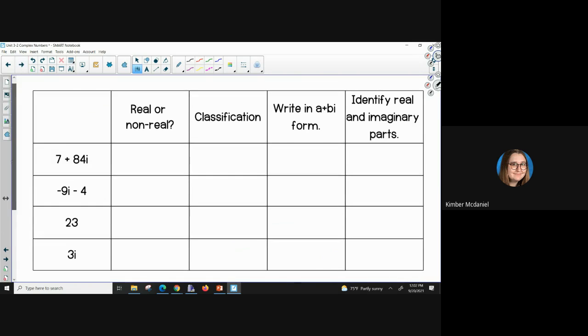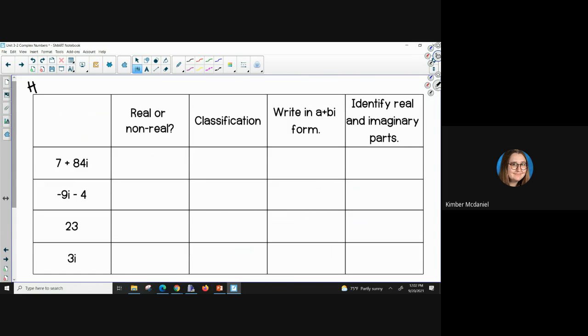I want you to make a note that this is like homework number 1. Homework number 1 literally has a table just like this. Now, in this table, we are given 4 complex numbers, because all numbers are complex numbers. And it wants us to decide if it's real or non-real, what the classification would be. It wants us to write it in a plus bi form.